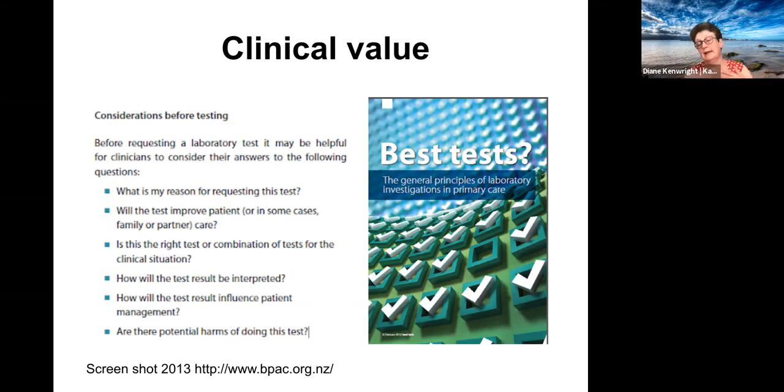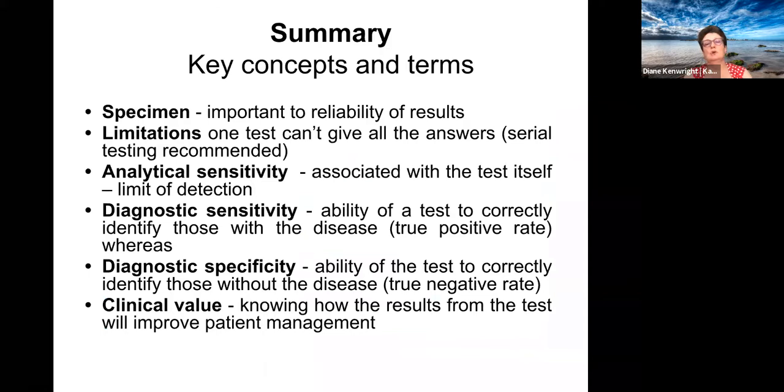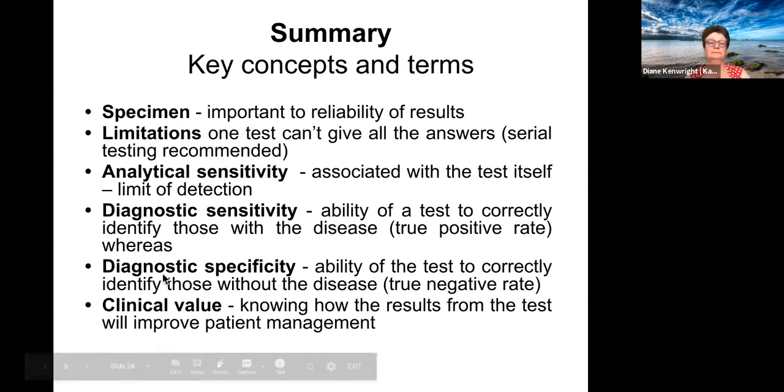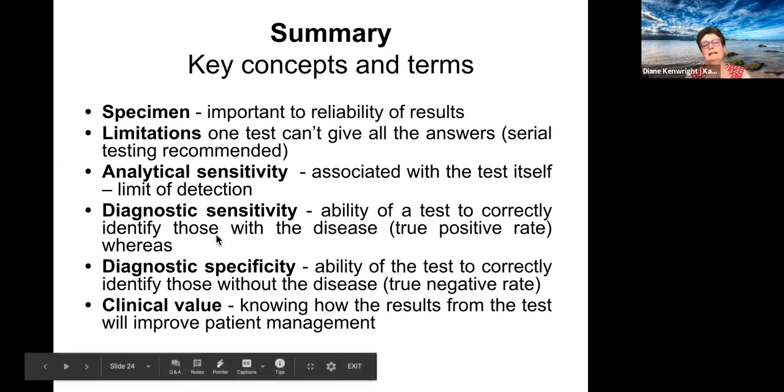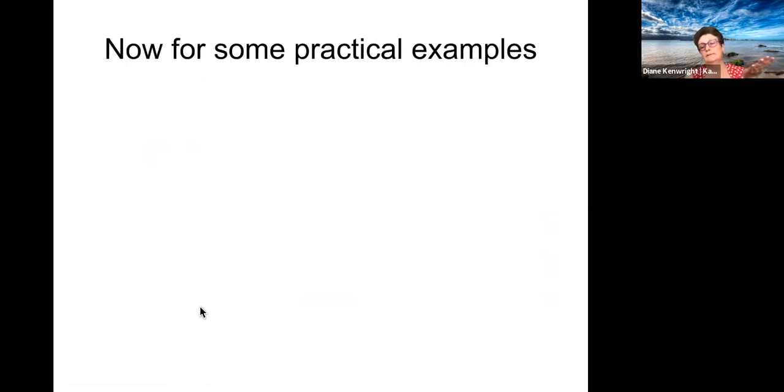And this is particularly the case for genetic testing. We have to very much consider the harms of testing. Molecular testing for infectious diseases, not so much. Okay, so these are some of the things that we need to think about always. What specimen? The limitations of the test, particularly the analytical sensitivity, the LOD, limit of detection, the diagnostic sensitivity and specificity, and the actual clinical value of the test.